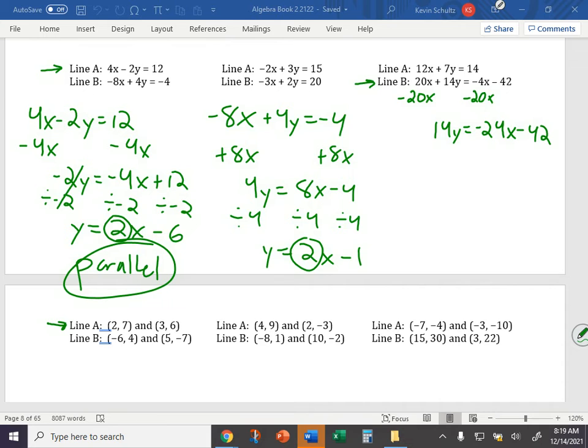We can do others together in a little bit, but before then, are there questions on what we've done here? Or what you need to do? Not questions on how to do it, but you understand what you need to do.